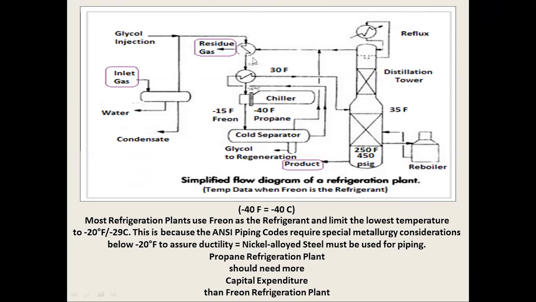But we said that it should be C1 and C2, mainly C1 and C2. Mechanical refrigeration cannot liquefy ethane. All right, and here we have the natural gas liquids as the bottom product. Okay, propane refrigeration plant should need more capital expenditure than freon refrigeration plant. It needs more compressing power to get the propane in the propane refrigeration plant.